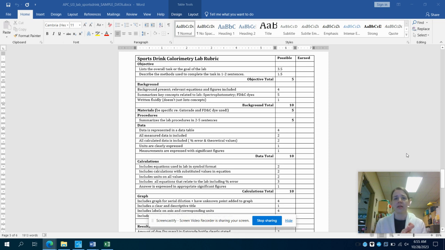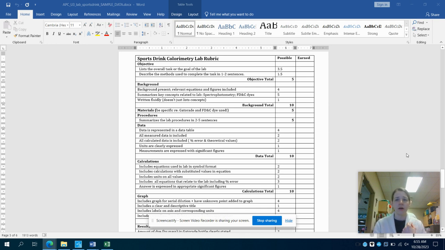So you're defining things like spectrophotometry as a lab setup. You're defining Beer's law and the equation and what those different vocabulary words mean. We're looking at serial dilutions. What is that as a construct? And really developing here, how do dyes interact with light?